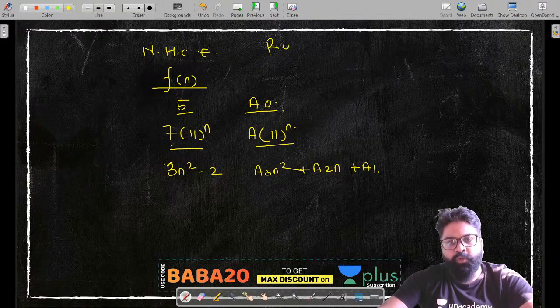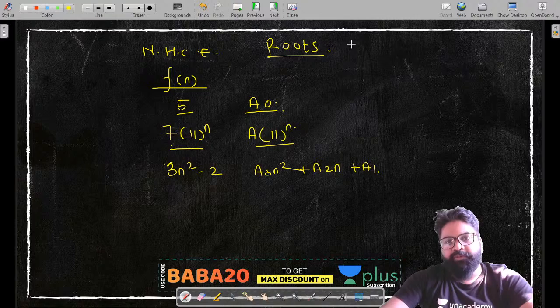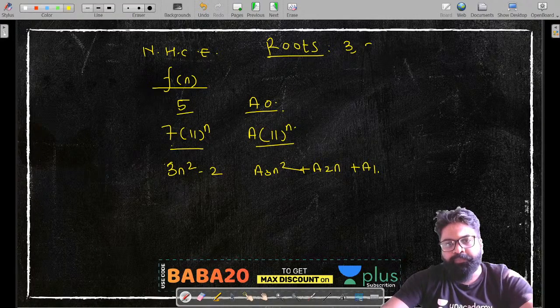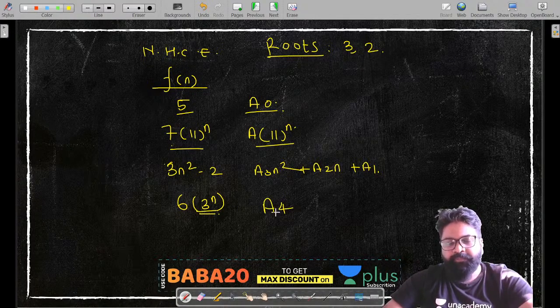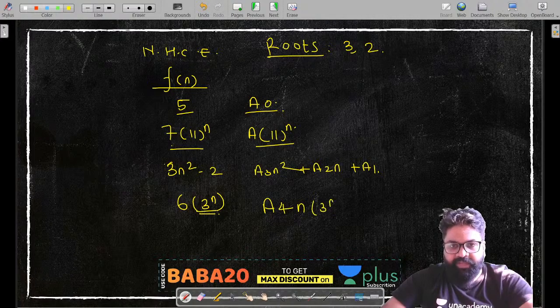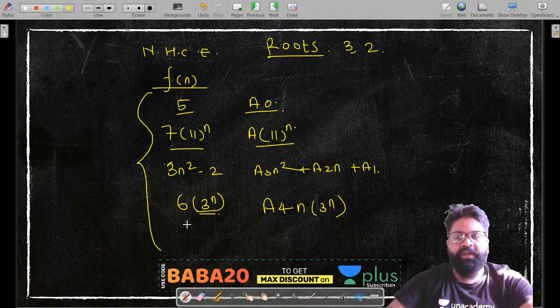Now suppose your roots are something like that. If your roots are, for example, 3 and 2, now what will happen if I write 6 and then 3 raised to n? See, here it is matching. So the extra thing you will be writing is a, one variable, and then n and then 3 raised to n. This is the only thing that you have to understand.